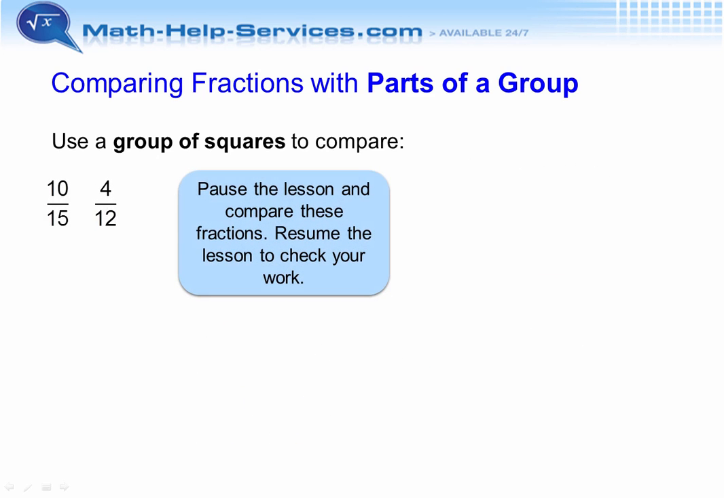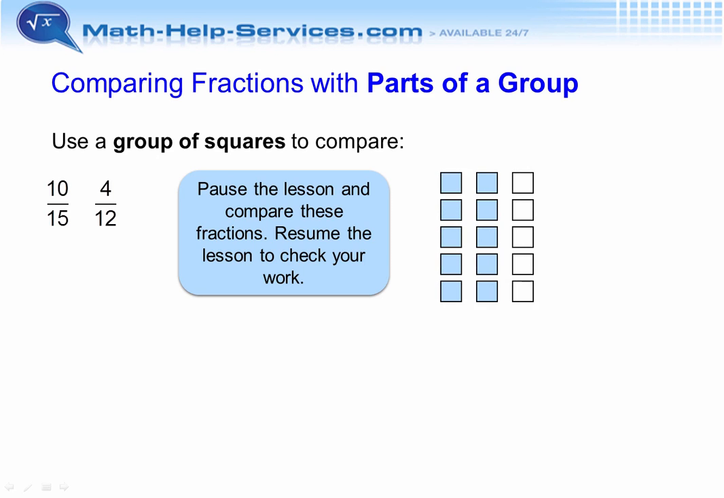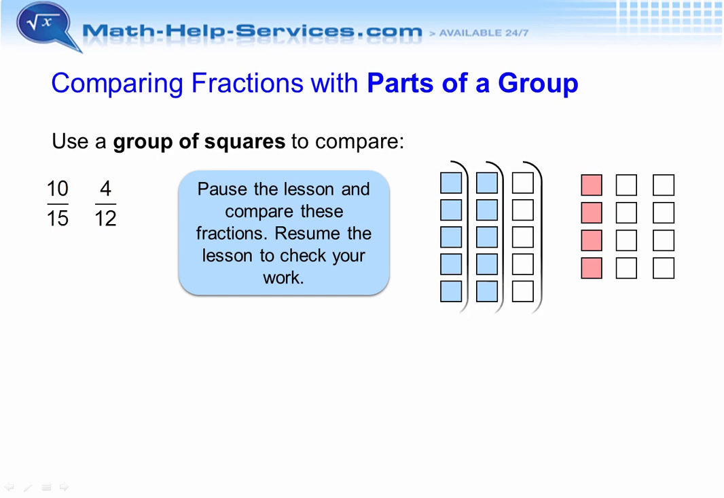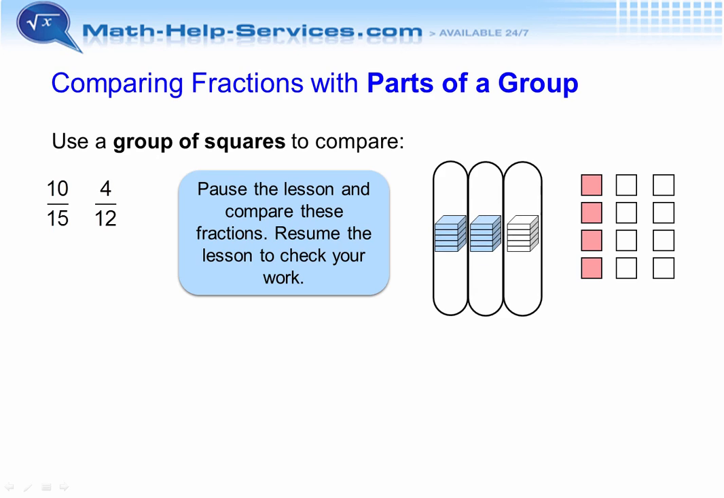Again, pause the lesson and compare these fractions. Resume the lesson to check your work. 10/15 and 4/12. For 10/15, we have 15 squares and 10 of them are shaded. For 4/12, we have 12 squares and 4 of them are shaded. Notice we can group. In the first one, we group into 3 groups. Stacking them together, notice we have 5 in each group. So we can take 10/15 and divide it by 5/5. And we get 2/3.